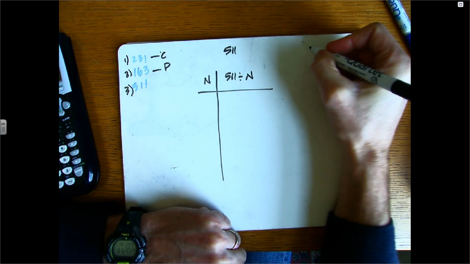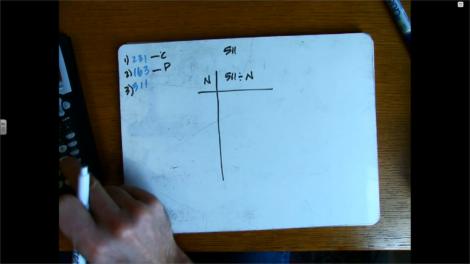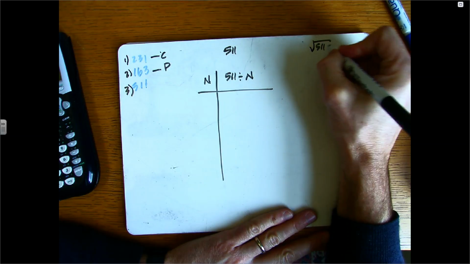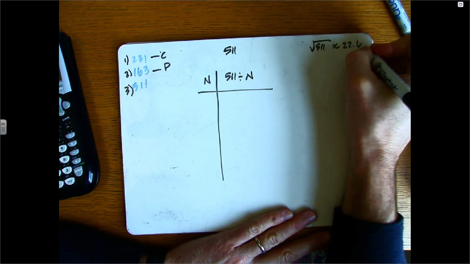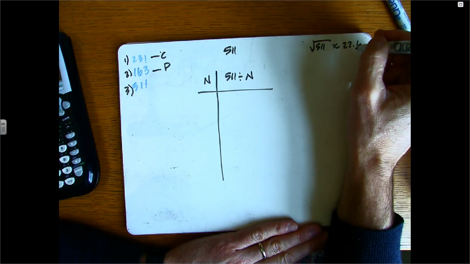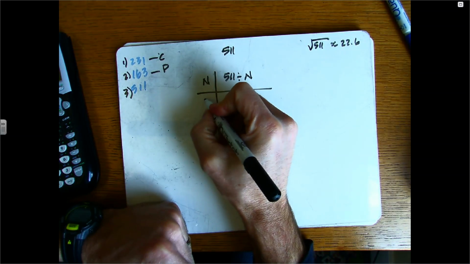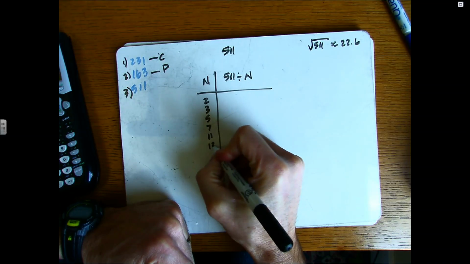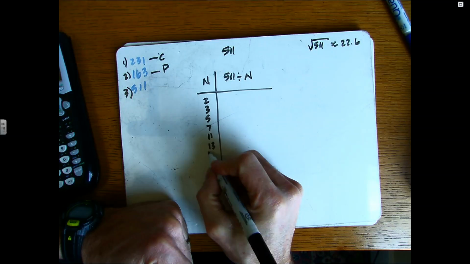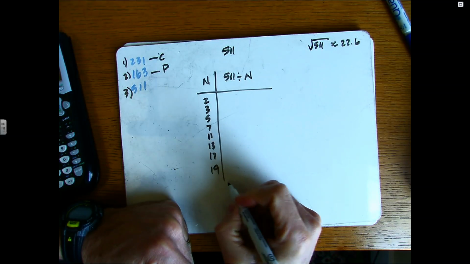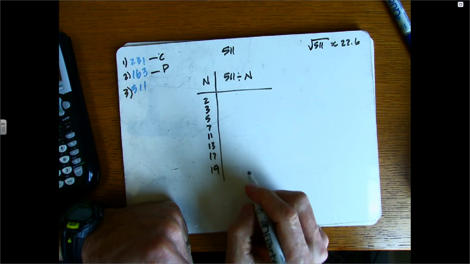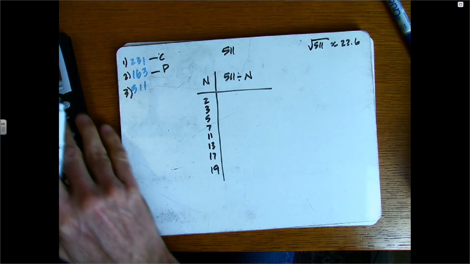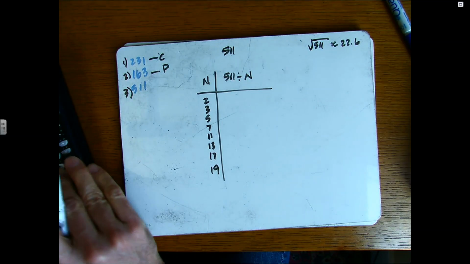If I plan out my attack, what I should probably do first is raise 511 to 0.5. So the square root of 511 is roughly 22.6. So we're going to check all primes less than 22. So that would be things like 2, 3, 5, 7, let's see, 11, 13, 17, 19. And that would be it, right?